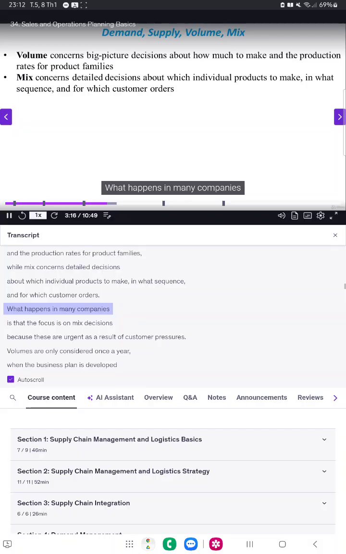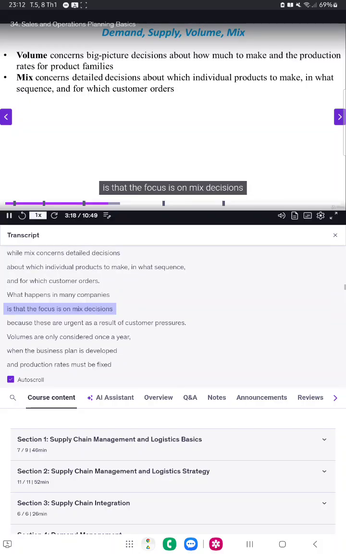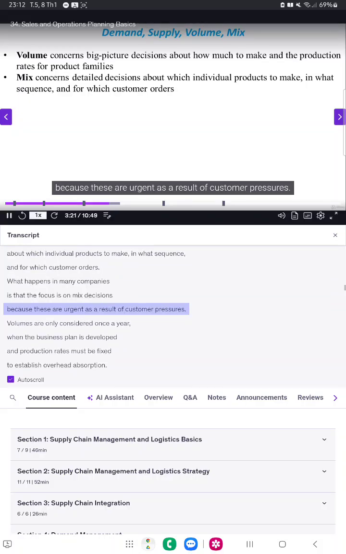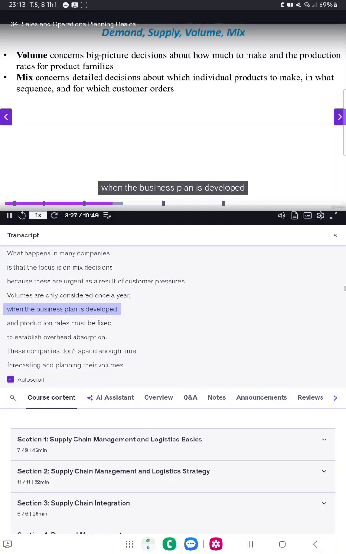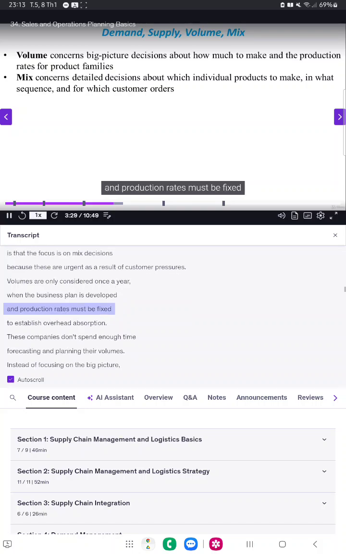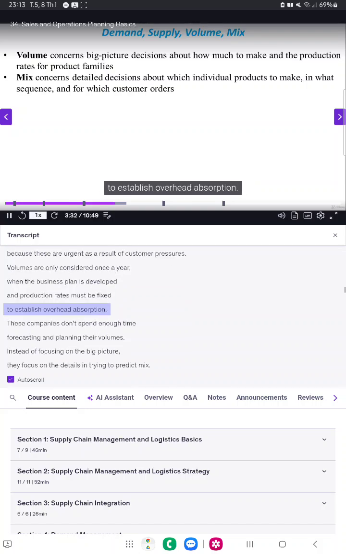What happens in many companies is that the focus is on mix decisions because these are urgent as a result of customer pressures. Volumes are only considered once a year when the business plan is developed and production rates must be fixed to establish overhead absorption.